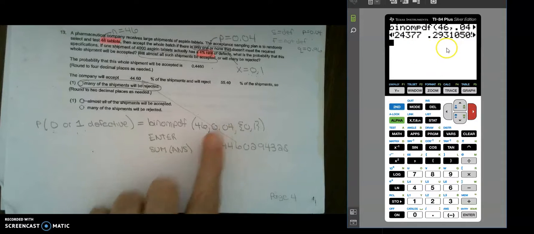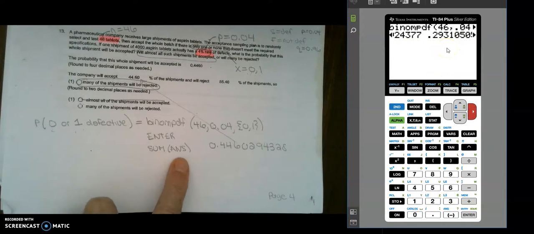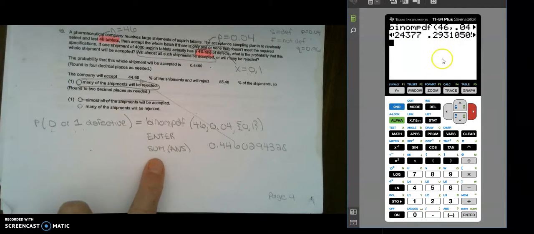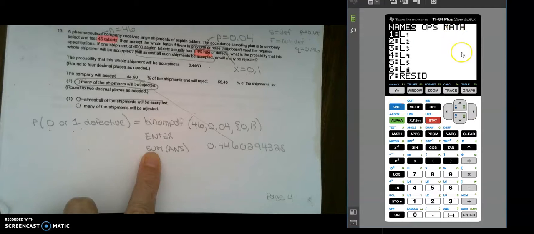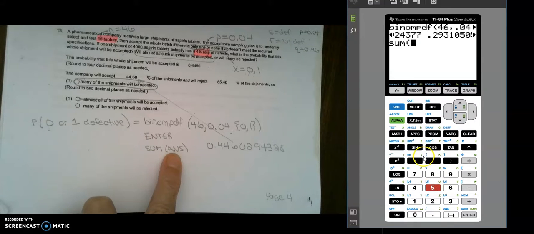I want to add those up. So that's why I'm going to do the sum answer key. I already hit the enter key to get those two numbers. Now I'm going to hit the sum answer key. The way I get to the sum key is I go into second, stat, and I go over to math, number 5. And the way I get this answer key is it's right here. So I hit second, answer. So what that's doing is it's adding up your last two results. Sum means I'm adding up my last two answers.